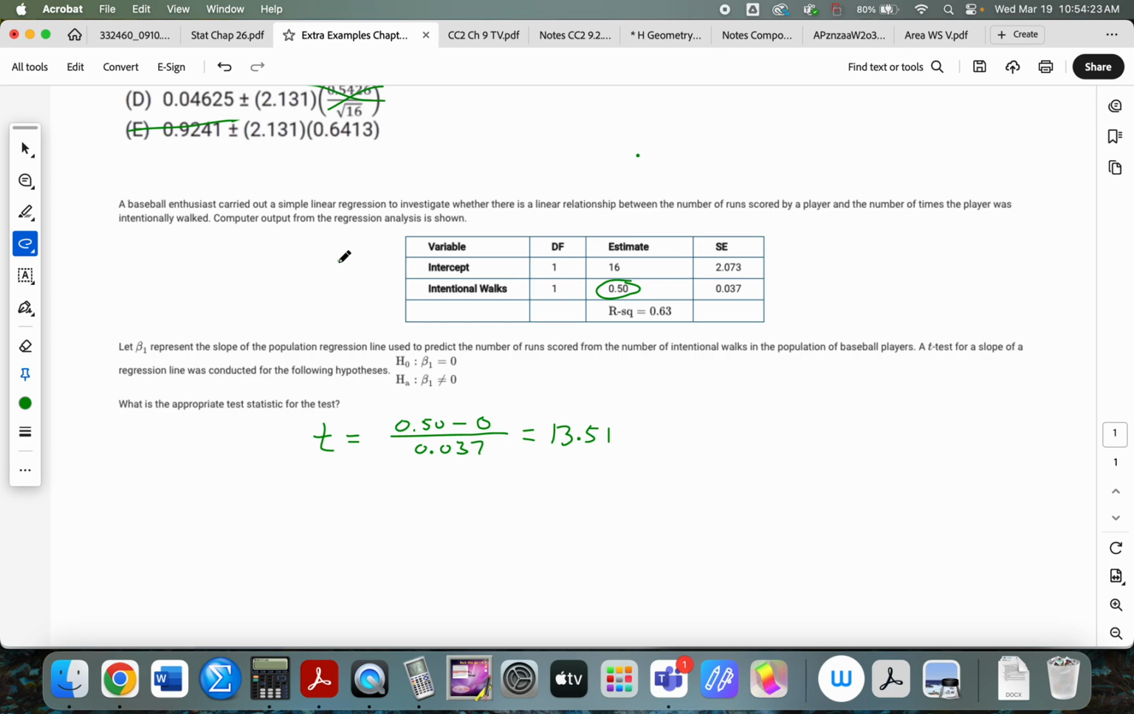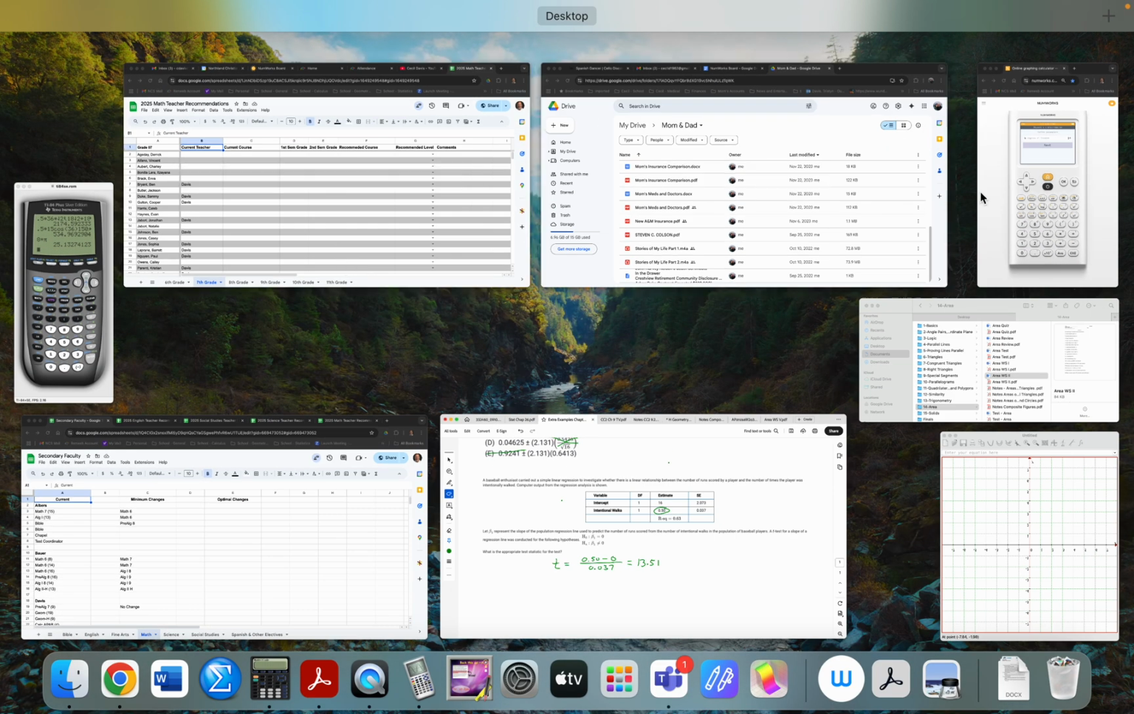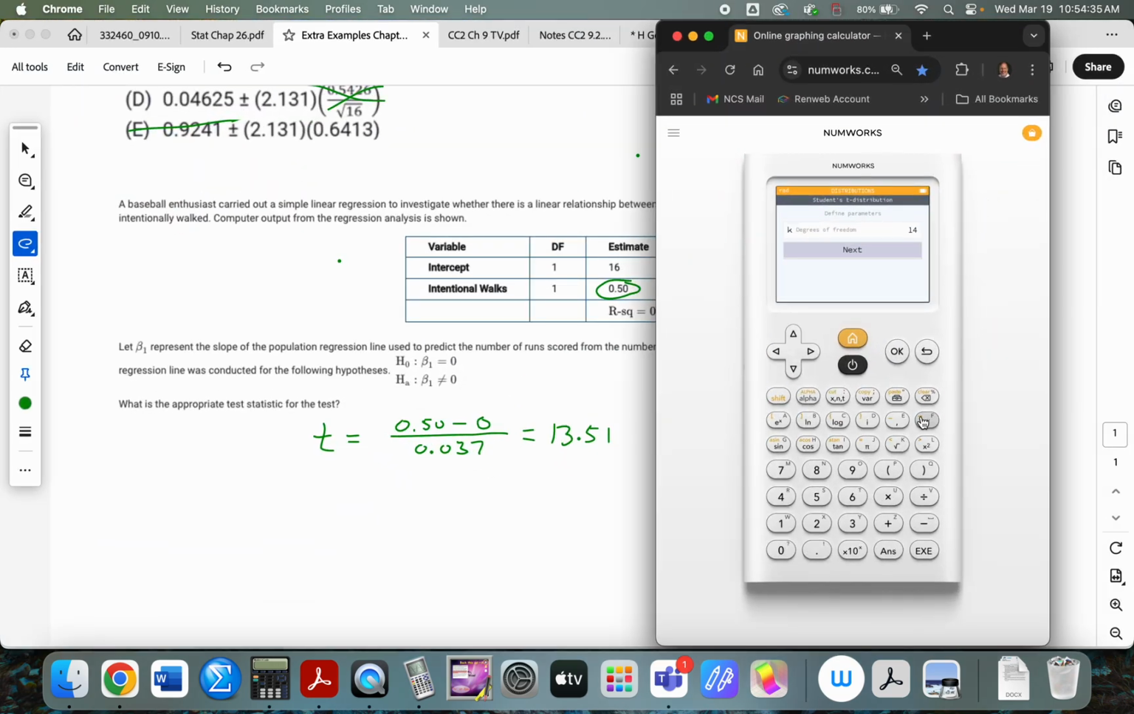So we couldn't do the test, but let's assume that this has 10 degrees of freedom. I'm just making something up, okay? Don't do that on the test. I'm going to say this has 10 degrees of freedom.